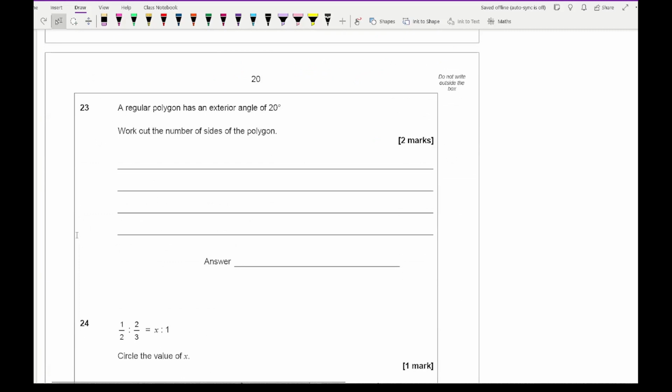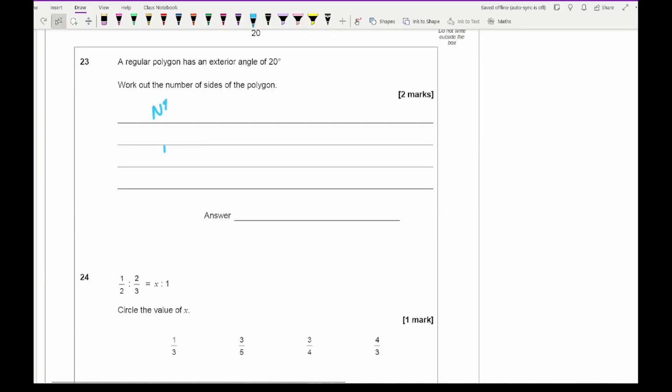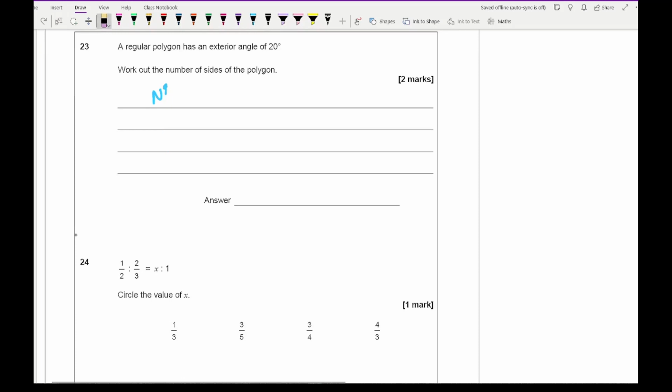Then with question 23, it says a regular polygon has an exterior angle of 20 degrees. Work out the number of sides. Here the formula you need to use is the number of sides equals 360 divided by the exterior angle. The 360 divided by 20 is then simplified to be 36 divided by 2.